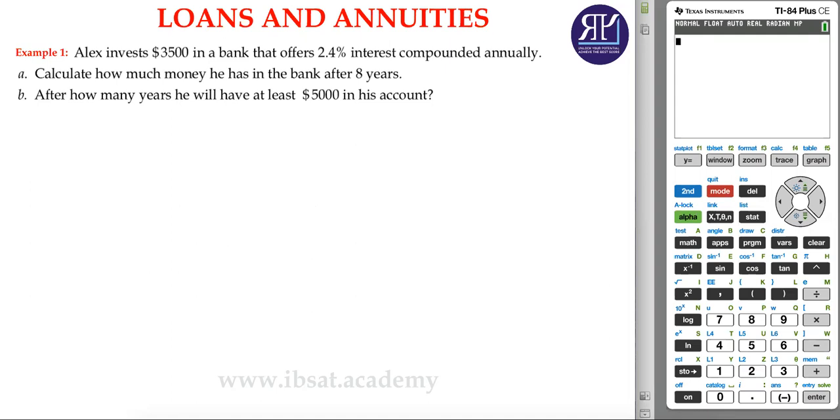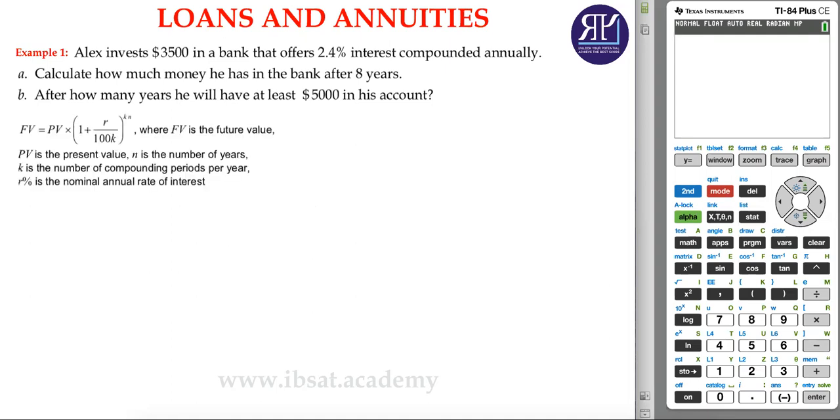Now let us solve this question first of all by using the formula given in the formula booklet, as you see here. Future value is equal to present value multiplied by (1 + r over 100k) to the power kn. Then we will solve this question by using the graphic calculator. First of all, let us apply the formula here. In the question, Alex invests $3,500. It means present value is $3,500.